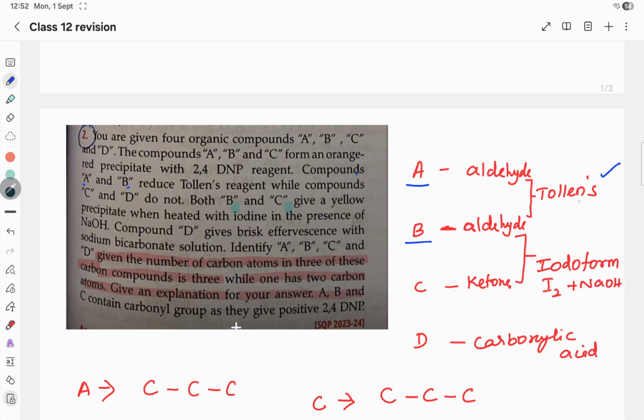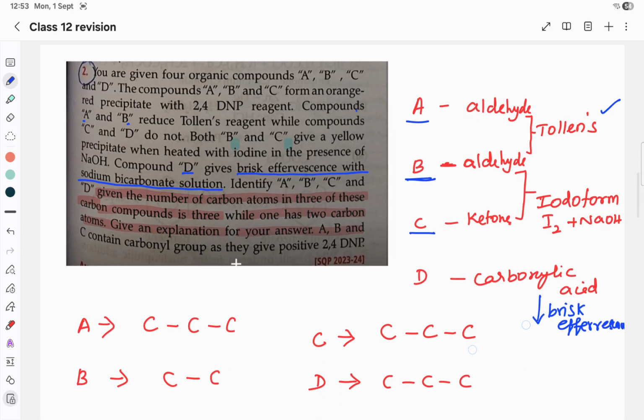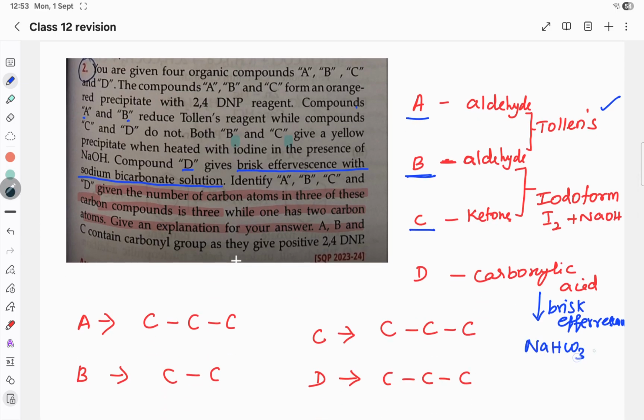If it is giving Tollens' test, it should be an aldehyde. I wrote simply aldehyde. And then both B and C give yellow precipitate with iodoform, I wrote this. And compound D gives brisk effervescence with sodium bicarbonate solution, which means it is a carboxylic acid. Only a carboxylic acid will give brisk effervescence with NaHCO3. This is the test for carboxylic acid.